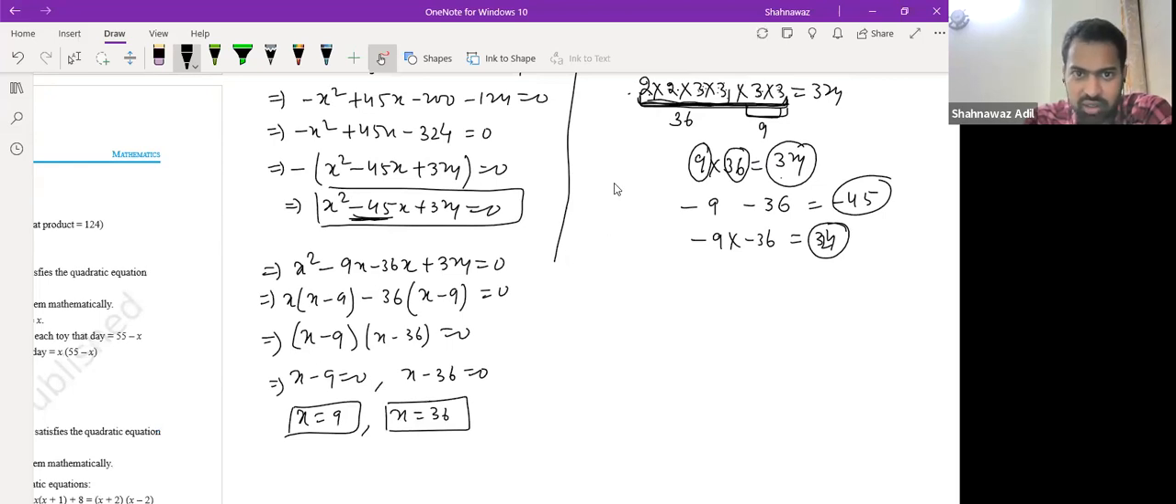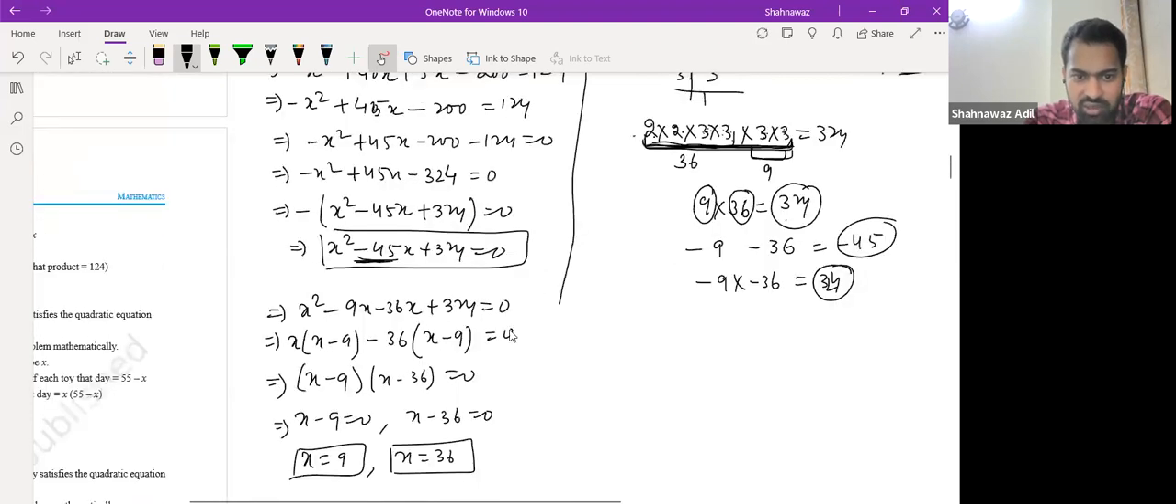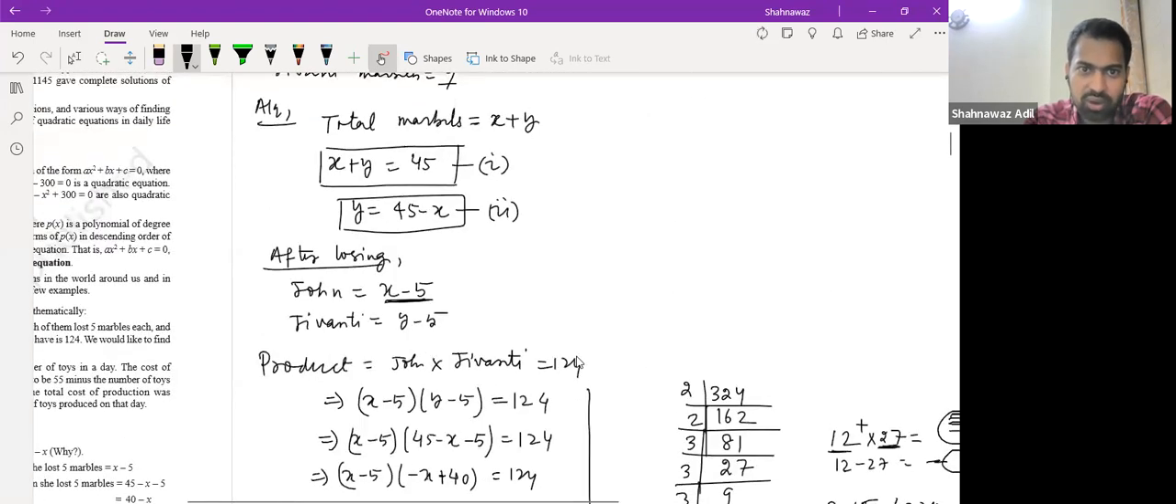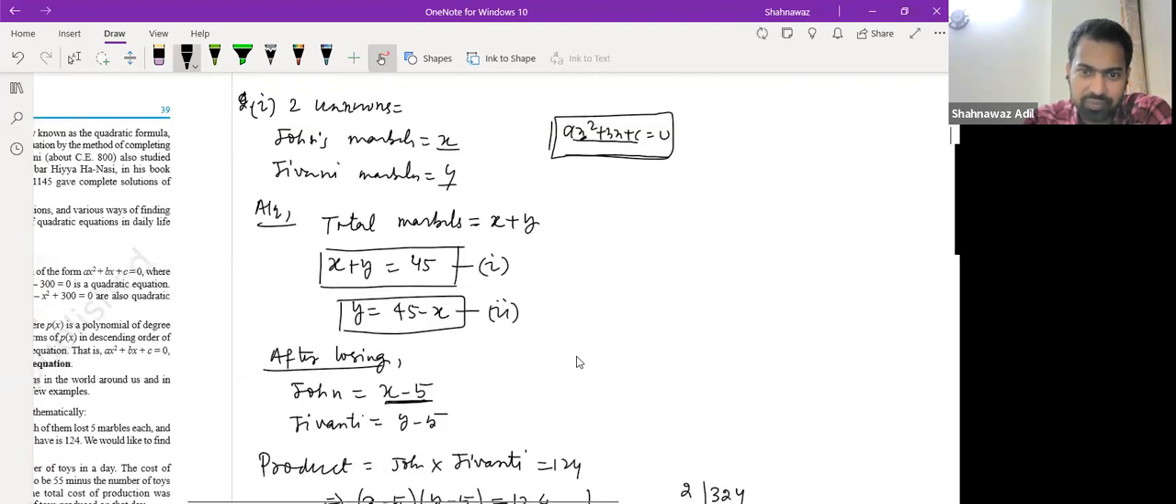So if John has 9 marbles, then Jivanti has 36 marbles. Or if Jivanti has 9 marbles, then John has 36 marbles. Do you want to note down? From where should I put the screen? Yeah, this much is okay. I will tell you this.